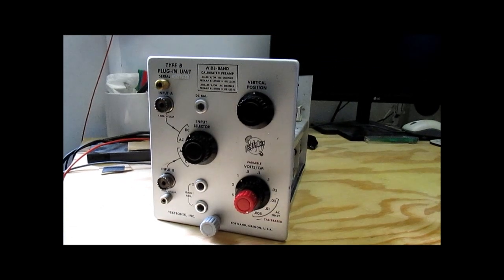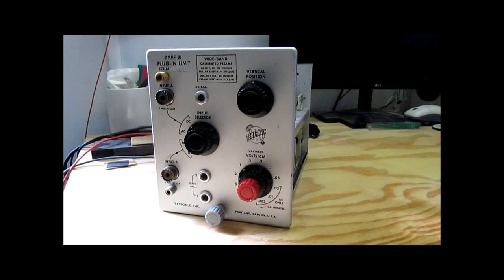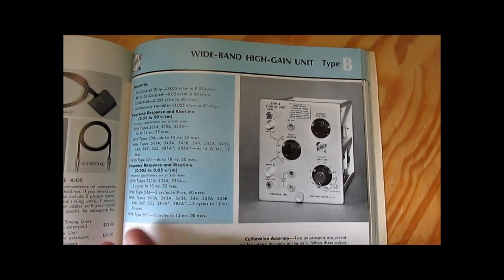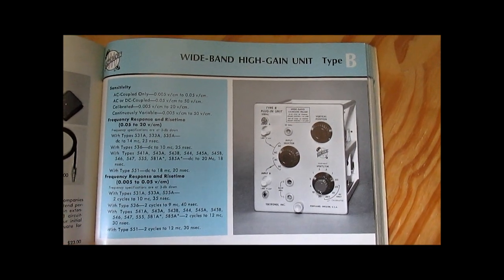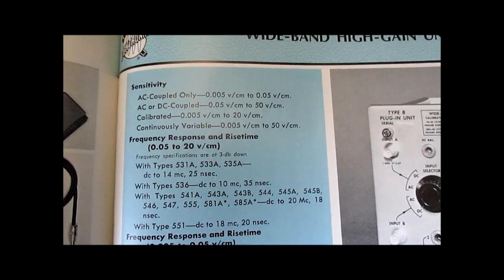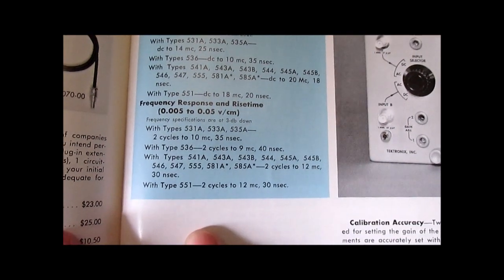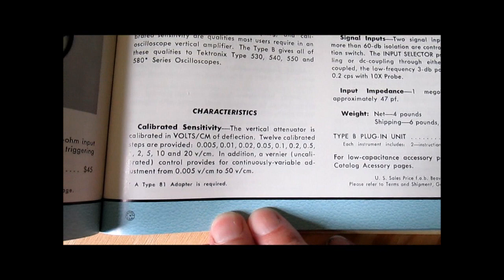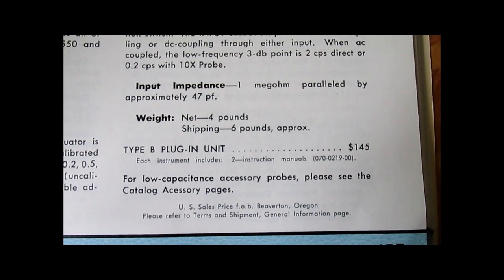All right, next we'll take a look at what the Tektronix catalog from 65 to 66 has to say about the Type B. Here is the Tektronix 1965/1966 equipment catalog, and we're on the page showing the specs and information on the Type B plugin. So here we have some information on specifications for the Type B. And this has a list price of $145.